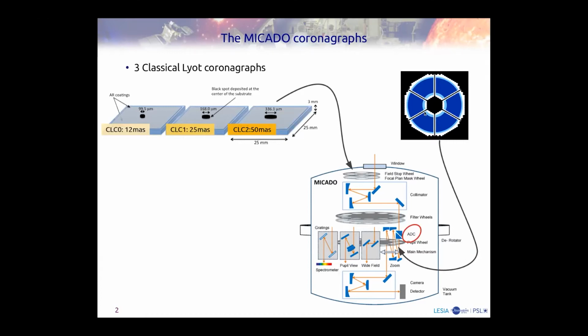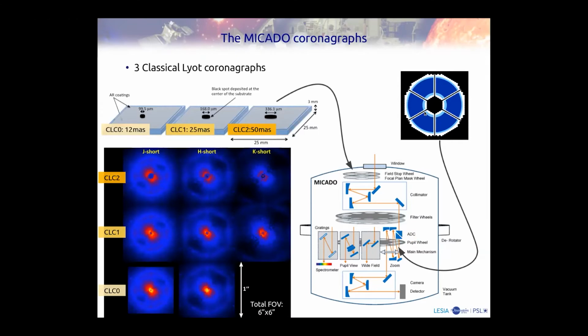And there was no possibility to include an apodized pupil, unfortunately. So these are just classical Lyot coronagraphs. And you can see here the images that have been simulated for the 3 coronagraphs in the different spectral bands that are offered by MICADO, J, H, and K. Yes, so these are the coronagraphs in MICADO.